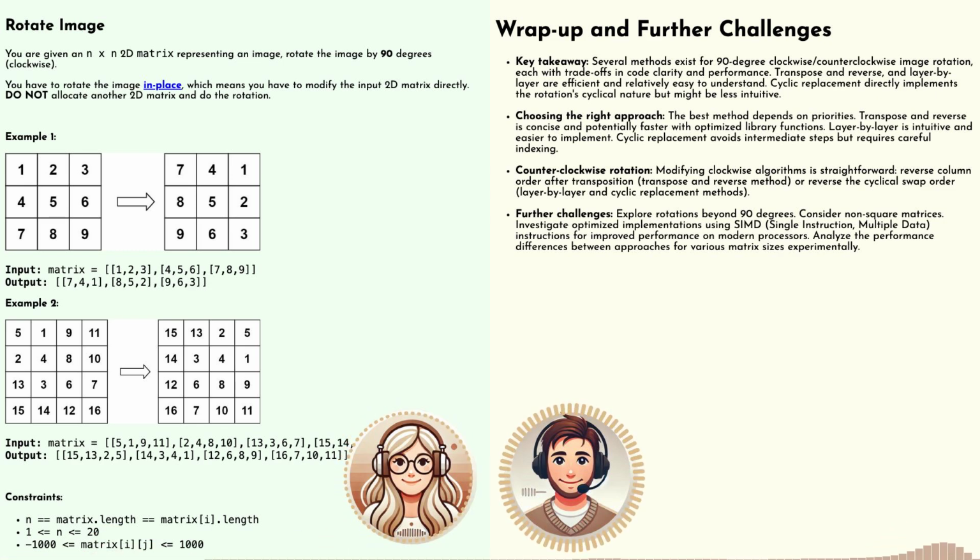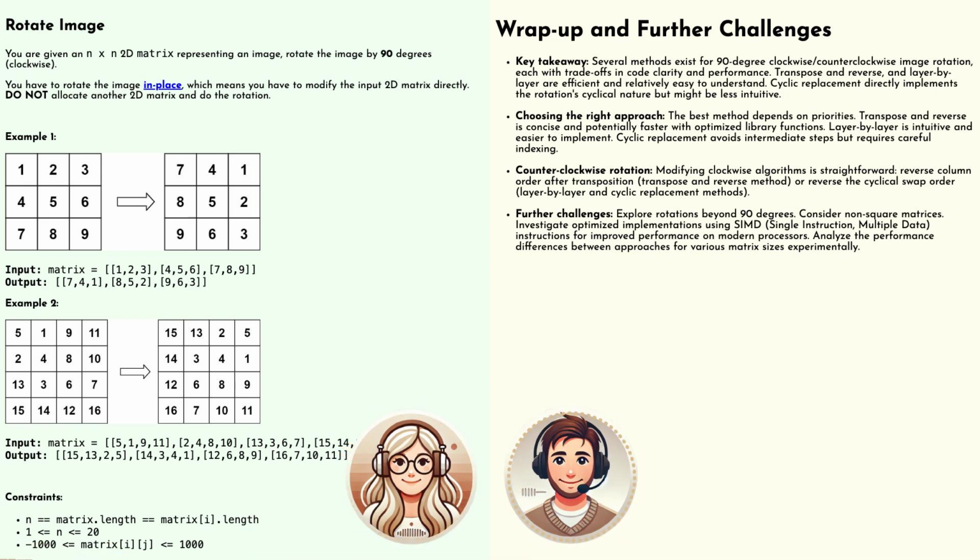Exactly. So we talked about how we could modify transpose and reverse to rotate counterclockwise. Does that same logic apply to these other two methods? It does. It's all about changing the direction. So with layer by layer, we just swap the elements counterclockwise within each layer. So instead of going right, we go left. Exactly. And with cyclic replacement, we just change the order of our replacements. So we move things in the opposite direction. Yep. Same steps, just reversed.